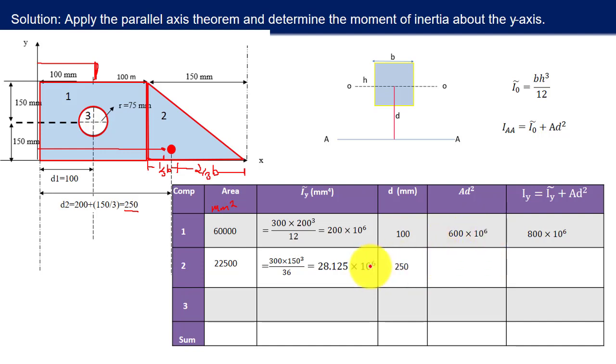What's next? A d square. That is 250 square times the area. This equals 1406.25 times 10 to the power of 6. Finally, Iy for shape 2 is the sum of A d square and I tilde y, which equals 1434.375 times 10 to the power of 6.